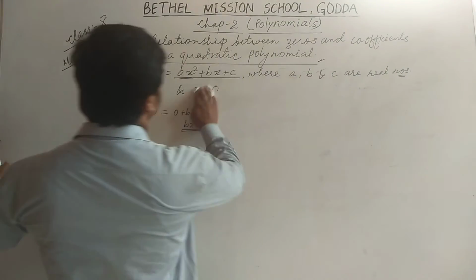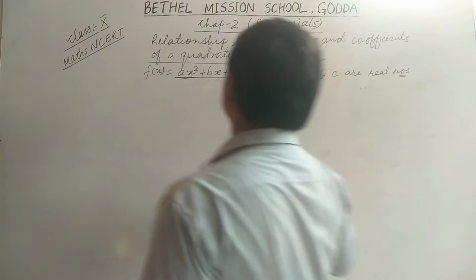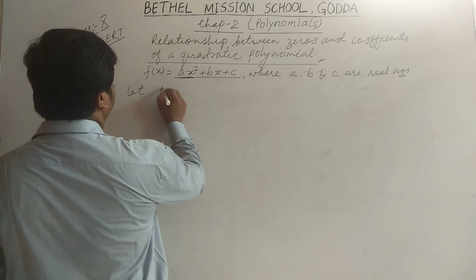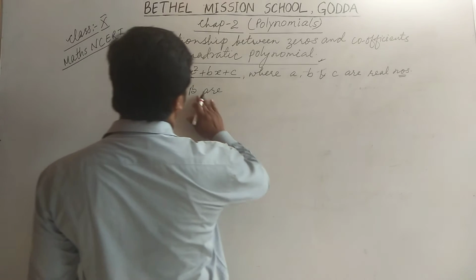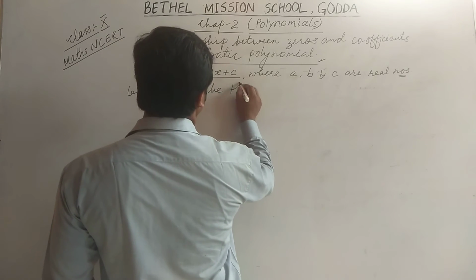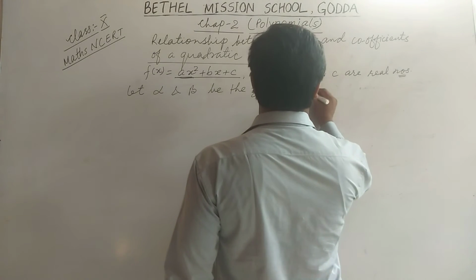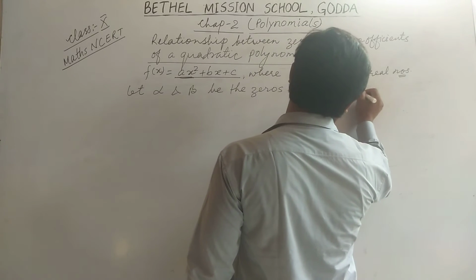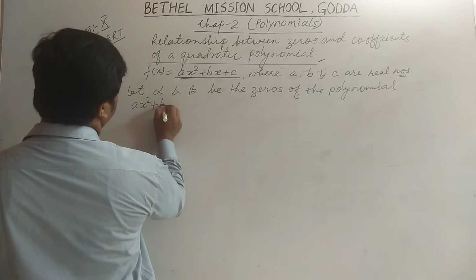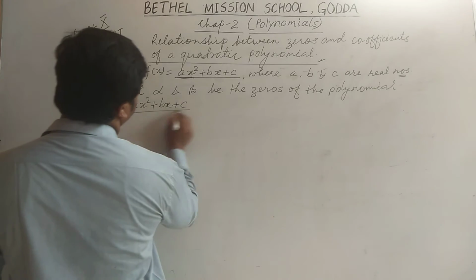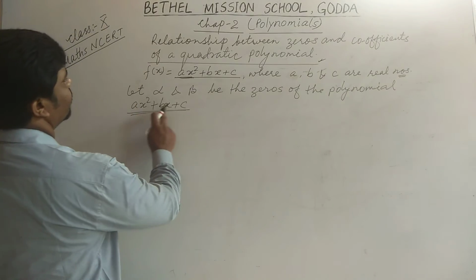Now we will see the relationship between zeros and coefficients. Let alpha and beta be the zeros of the polynomial ax square plus bx plus c.